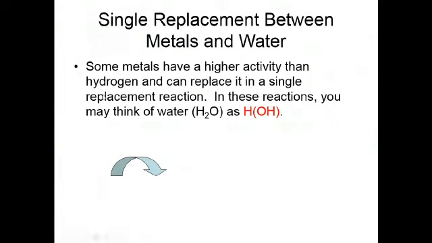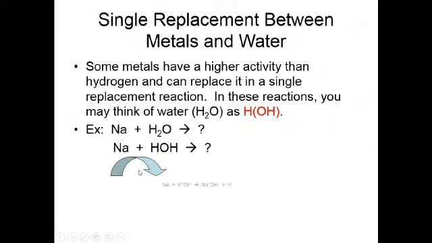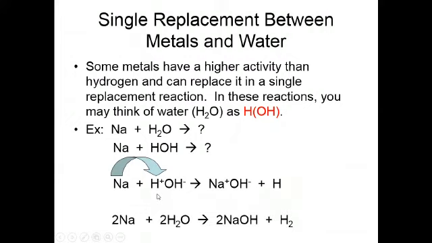Between metals and water, some metals have a higher activity than hydrogen and can replace it in a single replacement reaction. In these reactions, you may think of water, H2O, as H and OH. Na plus H2O gives NaOH plus H. The real equation is 2Na plus 2H2O gives 2NaOH plus H2.